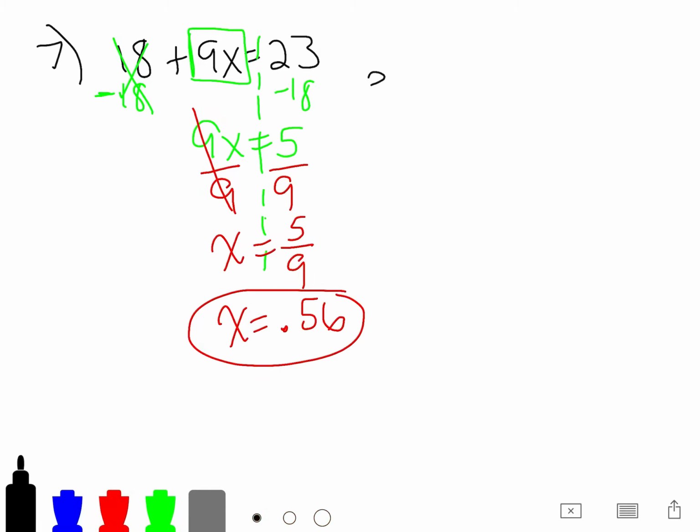So I want you guys to try one more. So this is your third example on your own. We have x over 5 plus 10 equals negative 6.